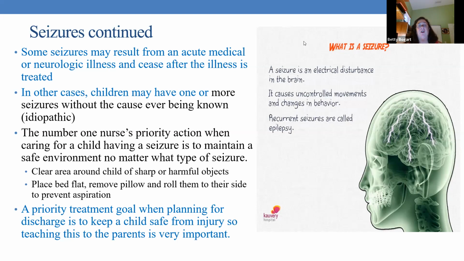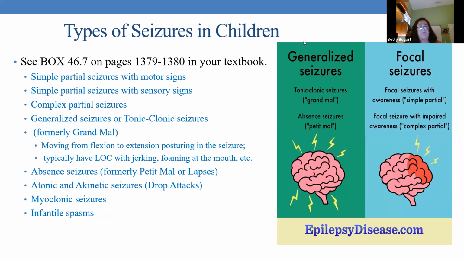So again, the first priority for a nurse in a seizure is protecting them, giving them a safe environment. Clear all the area of sharp and harmful objects, place the bed flat, remove the pillow, roll them on their side to prevent aspiration. You know, get the rescue team in there, or whatever it's called in your facility, and just document what has gone on there. And not only do you do that, teach a parent what to do.